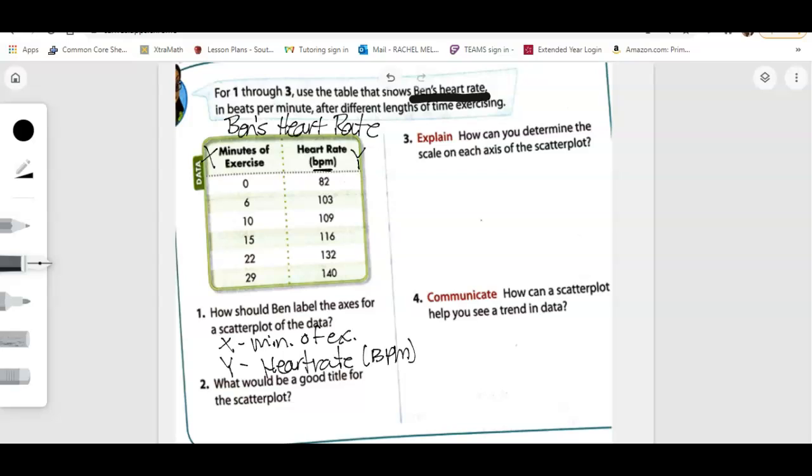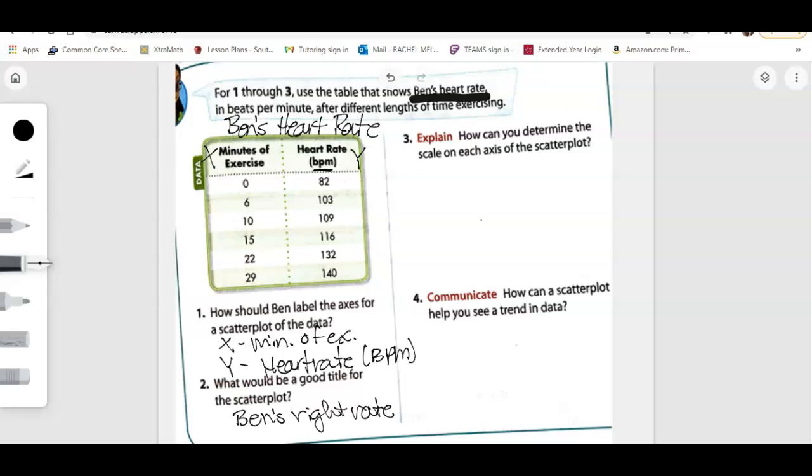Oh, look at this. What would be a good title for the scatter plot? Well, I already said that. Ben's heart rate. So you see how if you break down and analyze a graph and a table, the majority of the time your answers are already there. So it's always best to break it down first before you ever look at the questions.